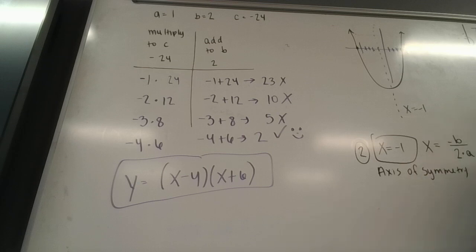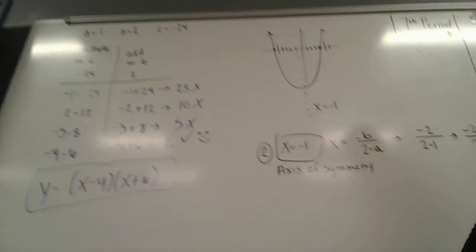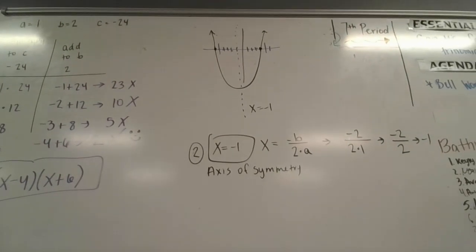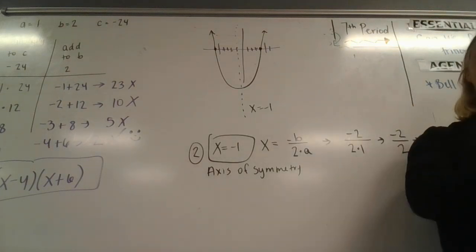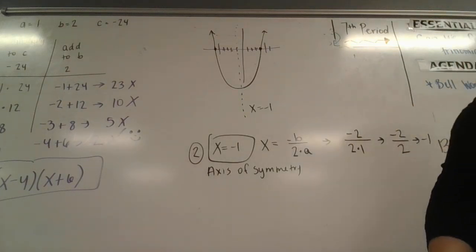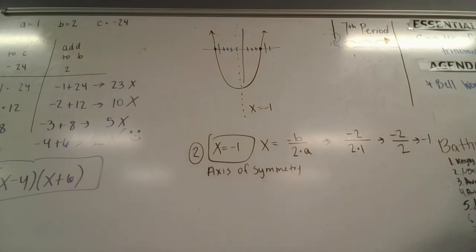Anybody put this into Desmos yet? Want to verify any of this stuff we're doing? All right, it says find the axis of symmetry and the vertex. So go ahead, find the vertex. So what's this minimum point? How low does it go? What is the vertex? You got a 7?